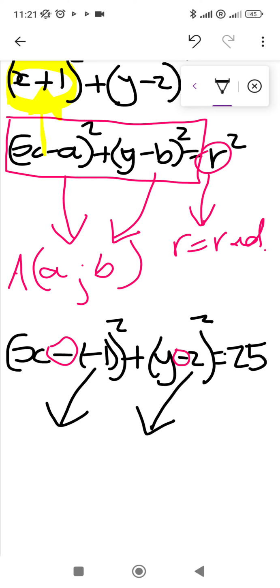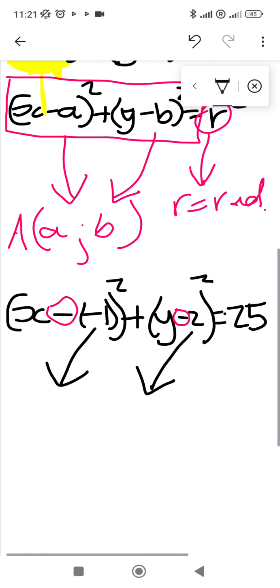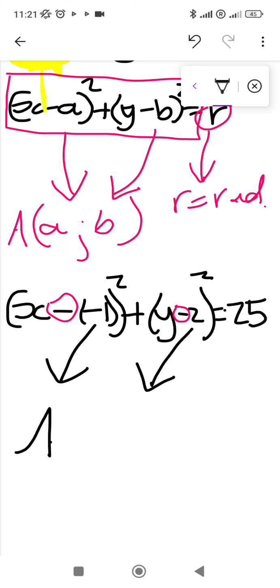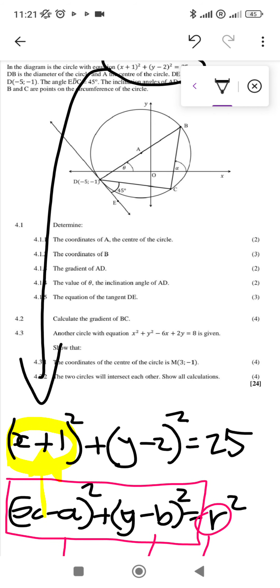Right, so what was our first question over there? The coordinate of A, which is the center of the circle. So now it's easy for us to identify that A is (-1; 2). Great, that's the first part of the question. Let's stop it here. The next video we'll find B.